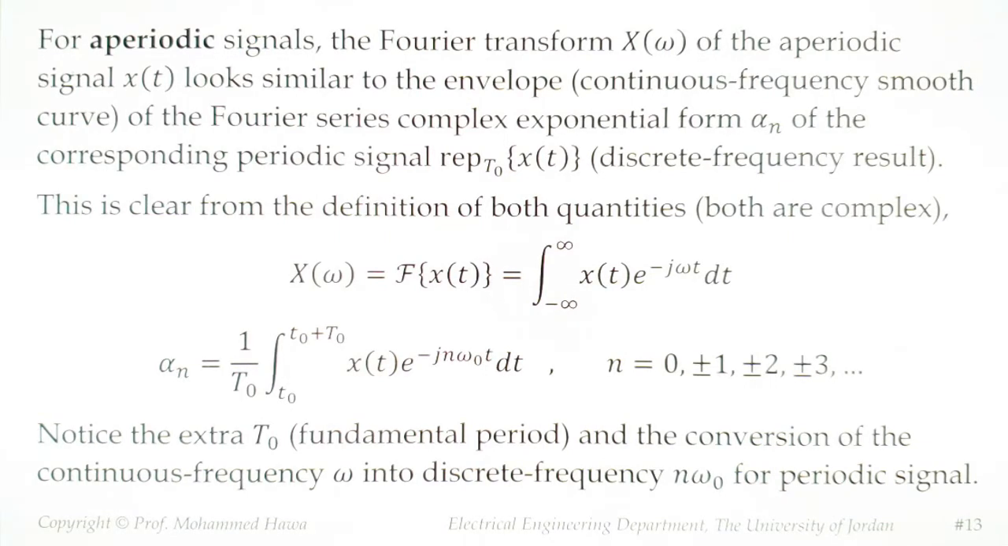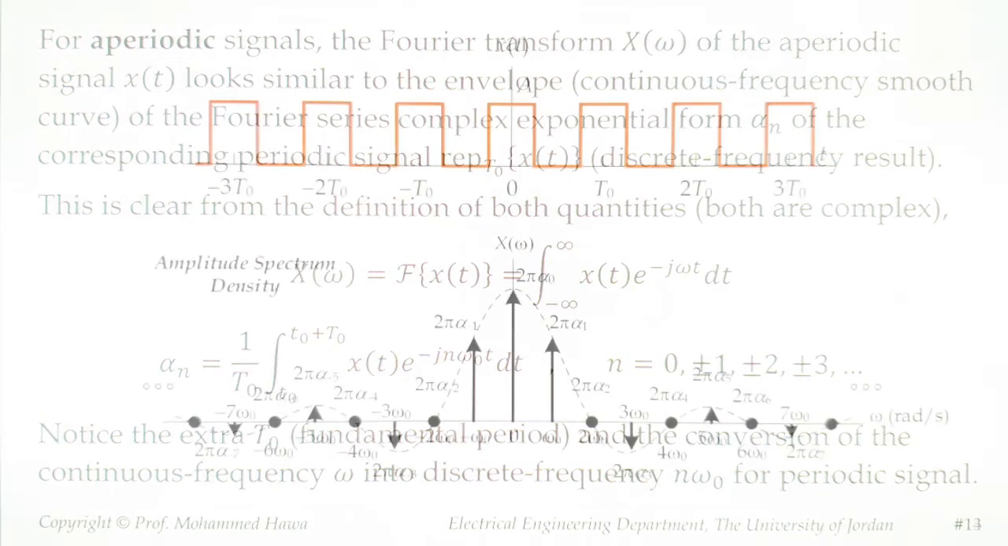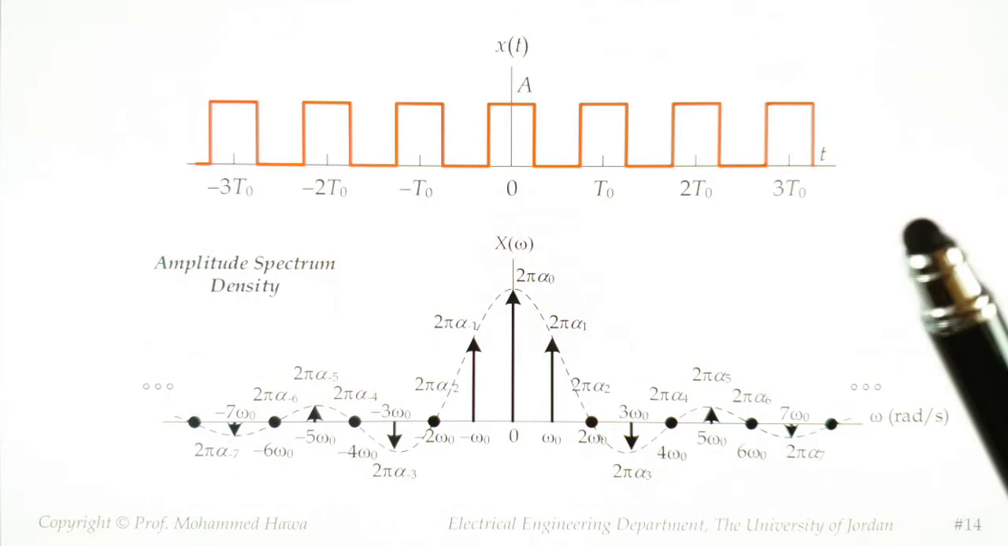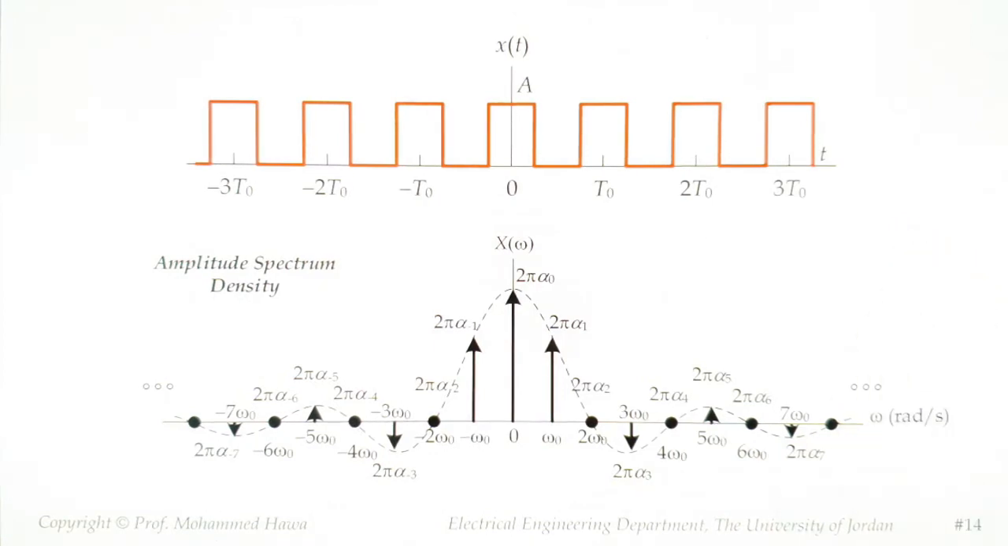Let me show you an example so you can understand my argument. Let's take this example. x of t is repeated rect. We found the Fourier series for this periodic signal. This is periodic. We found the alphas, alpha naught, alpha 1, alpha 2, alpha 3. That's the Fourier series. For the Fourier transform, the conversion was so easy. I multiplied by 2 pi for each value here, and I converted them into impulses. Notice though that the envelope, which is this smooth sinc signal, is still the same between Fourier series and Fourier transform. It did not change.